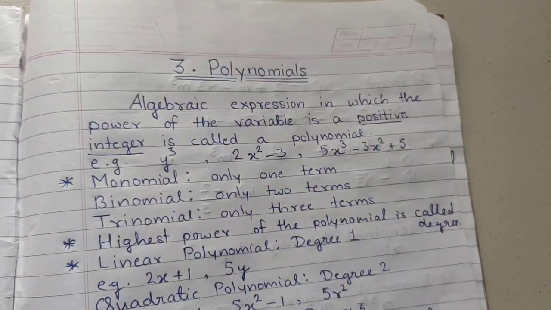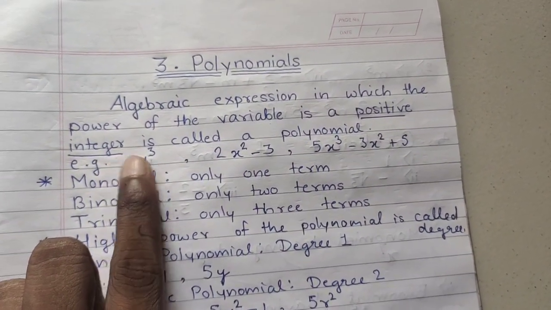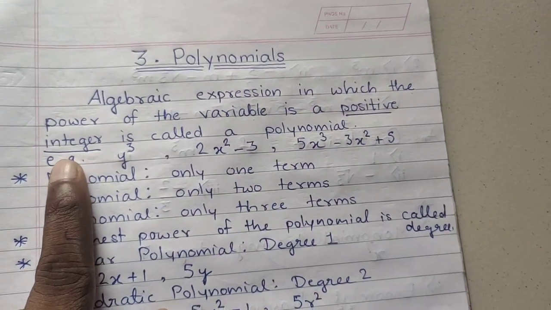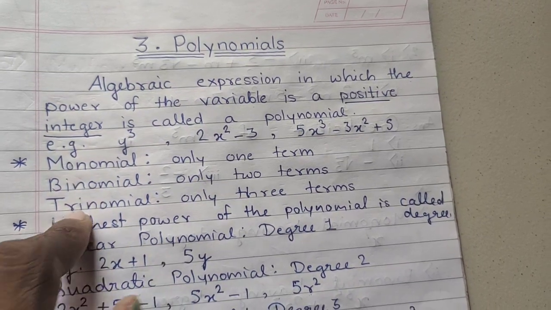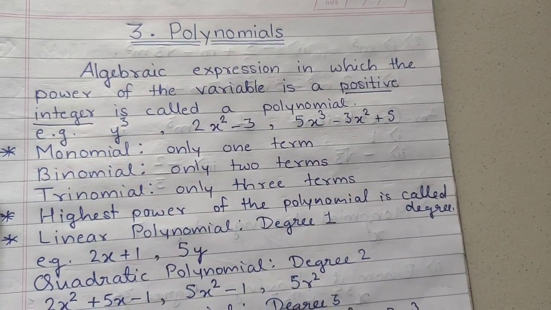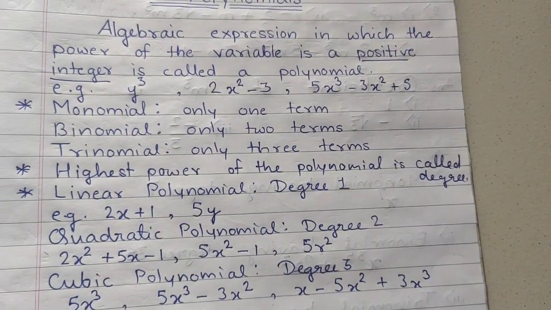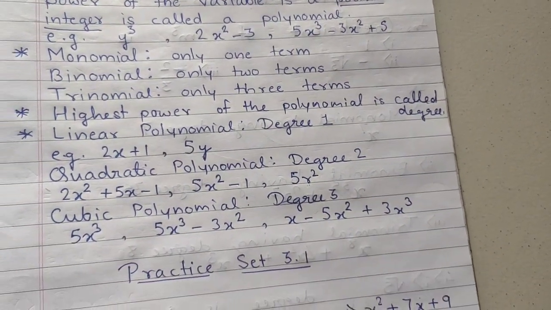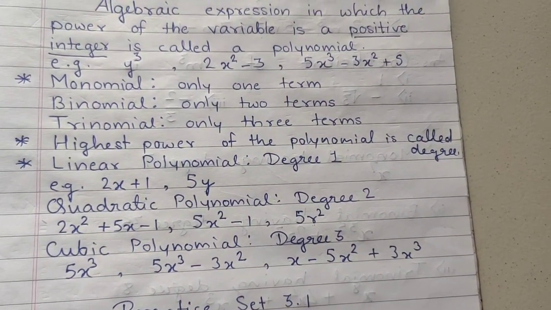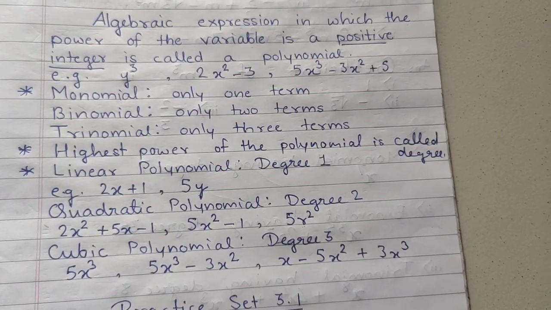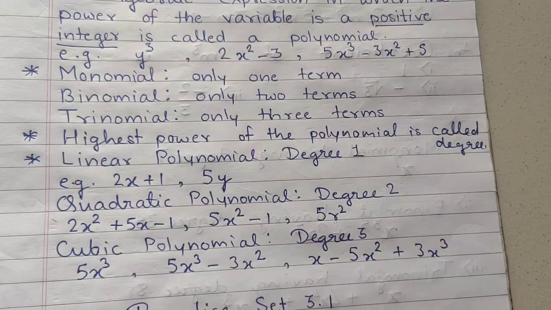So let us revise that again. What is a polynomial? Remember, the power of the variable should be a positive integer, then only your algebraic expression will be a polynomial. Then monomial, binomial, trinomial, very easy: single term, double term, and triple term. Then the highest power of your polynomial is called the degree. Then linear means degree 1, quadratic means degree 2, and cubic means degree 3. So these three topics I have taught today, that you should write in your notebook.